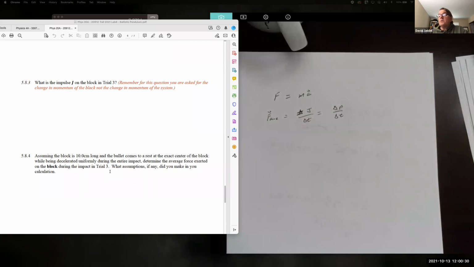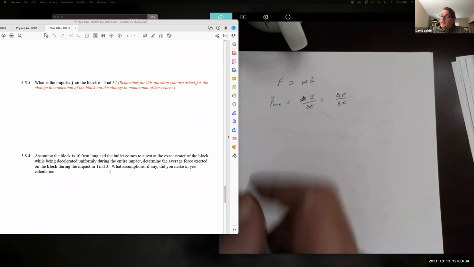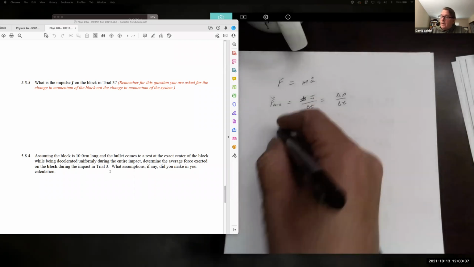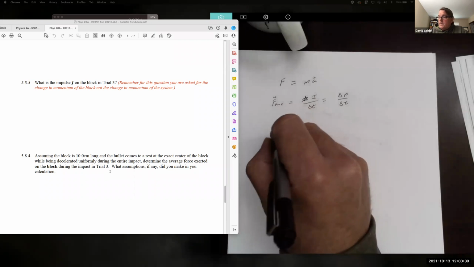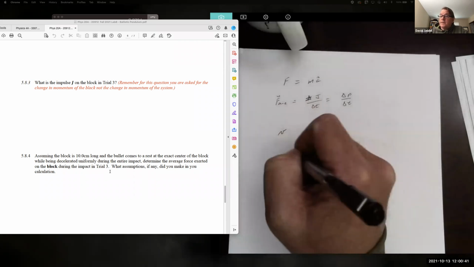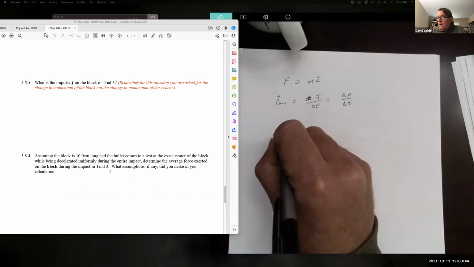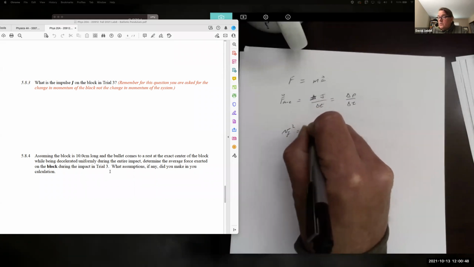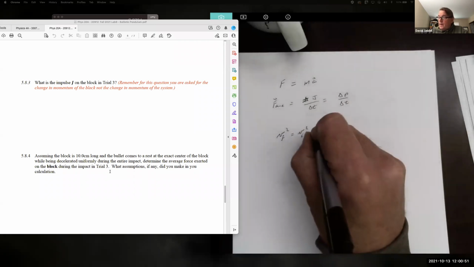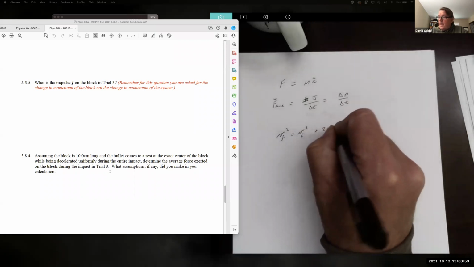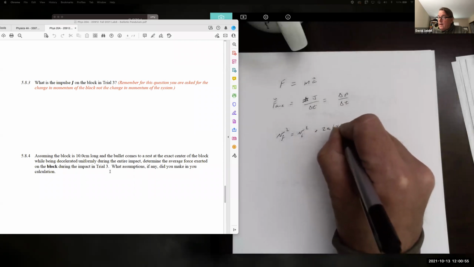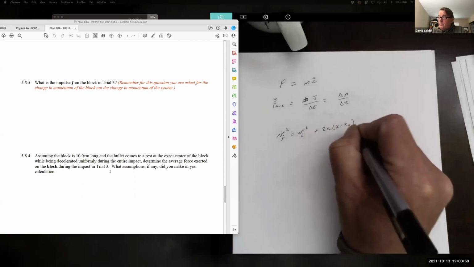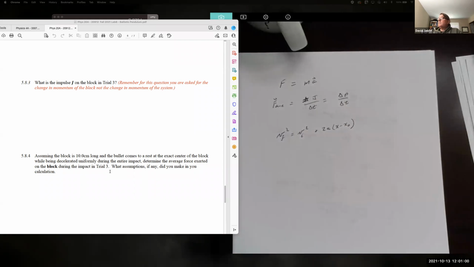But it'd be interesting to know how long delta T takes. And what else do I know? What equation can I possibly use that doesn't have time? Well, I can do V final squared equals V initial squared plus 2A times (x minus x0), right?